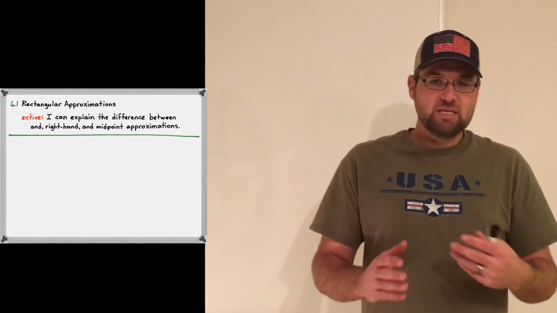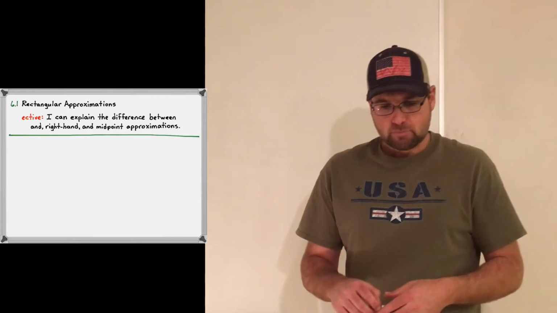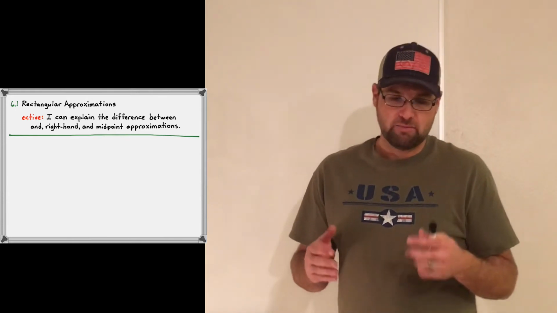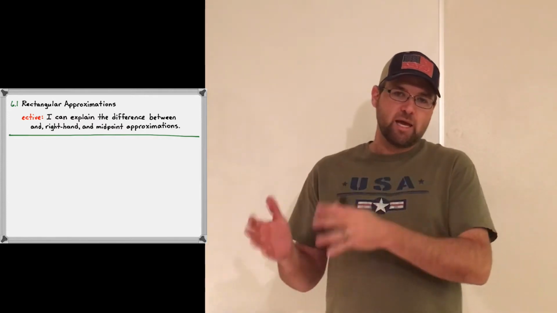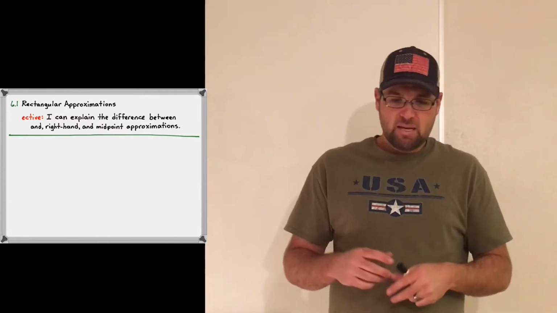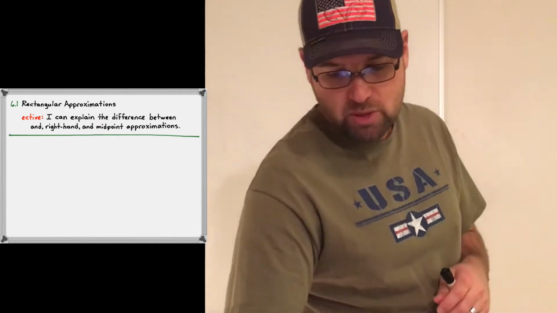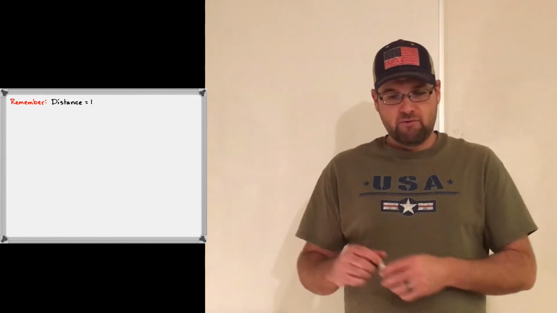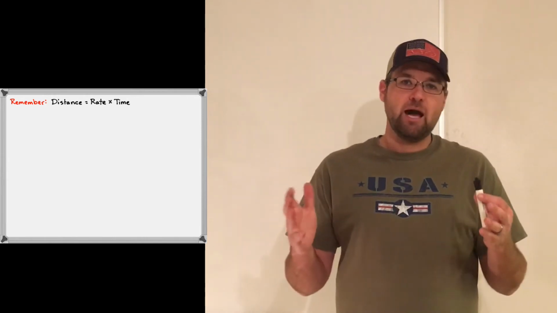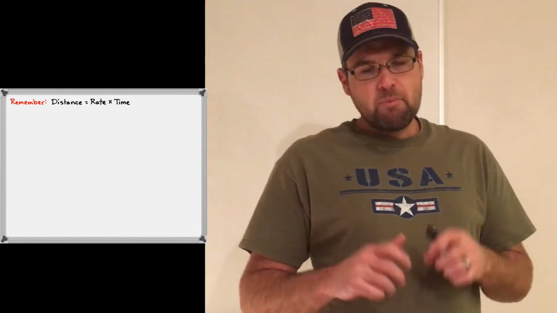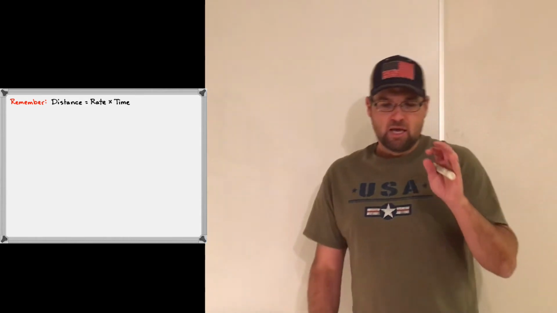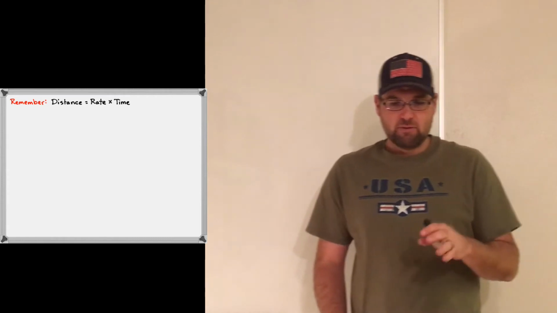But you might have seen this in pre-calculus or analysis, the idea of rectangular approximations, okay? So our goal today is to be able to explain the difference between a right hand, a left hand, and a midpoint approximation. And we'll get more technical in terms of that as we move forward in future lessons. But right now we just want to be able to calculate those things and understand the difference between those three things, okay?